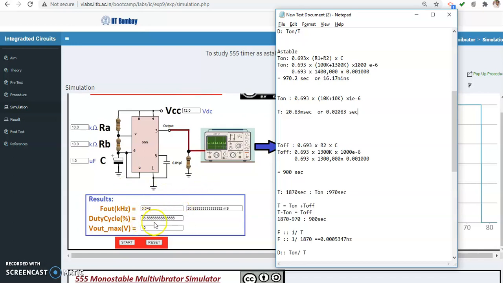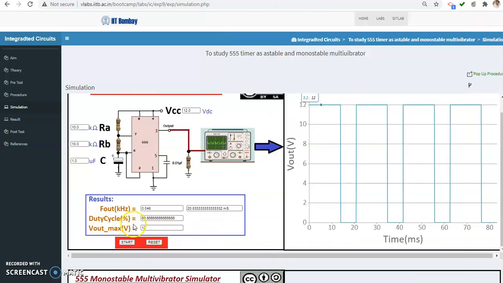Okay, so what is the duty cycle? You are going to see the duty cycle. On time divided by total time period, you are going to find out. Okay, duty cycle 66%, and the output voltage, they have given 12 volts. Okay, their amplitude is 12 volts. Okay, what is the total time?